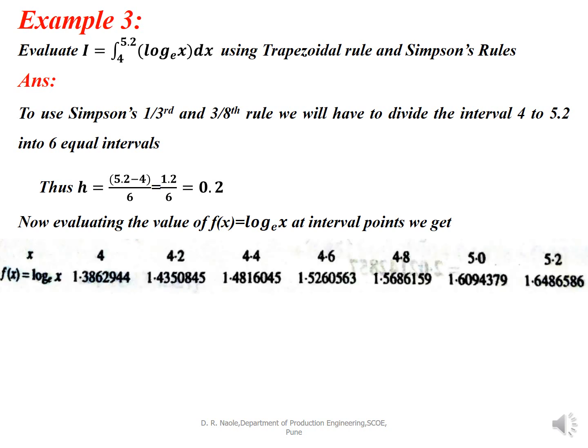The first value being 4. When we put 4 into log to the base e of 4, we get 1.386294. Same way, the next value is 4 plus h, that is 4.2. Likewise, we evaluate till 5.2.